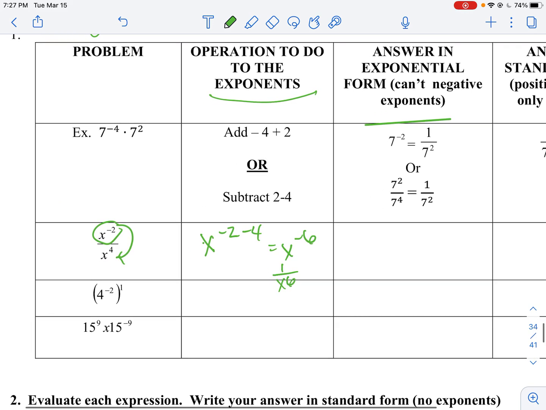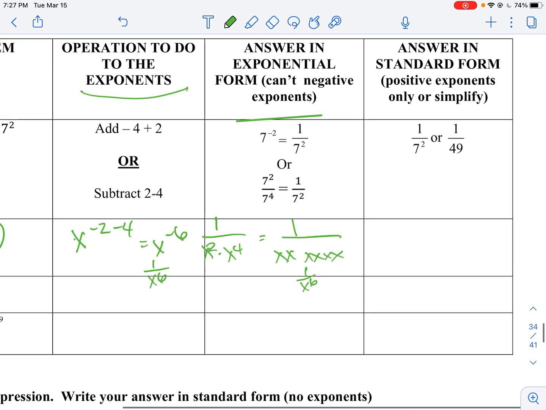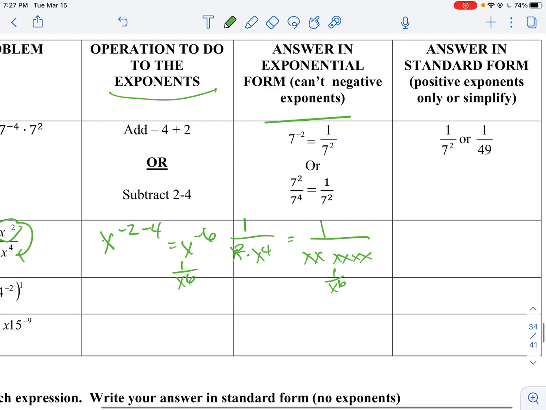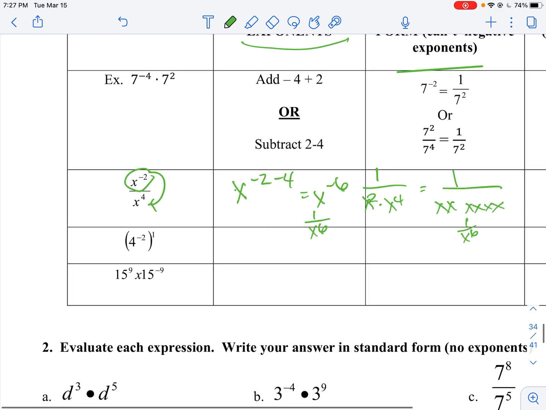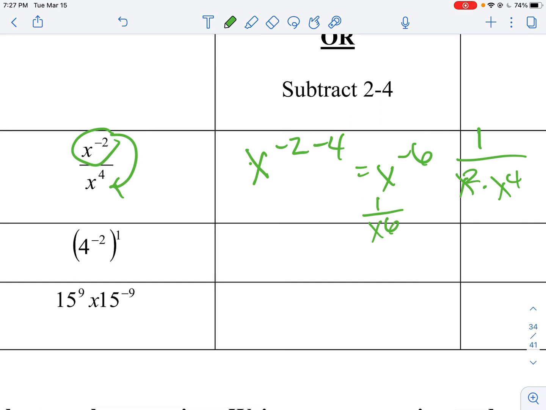Now, most of you have not been able to do this, the shortcuts, so you would have got 1 over x squared times x to the 4th. So that would have gotten you 1, 2, 1, 2, 3, 4. So 1 over x to the 6th. And you can't do anything with that last column for this one.